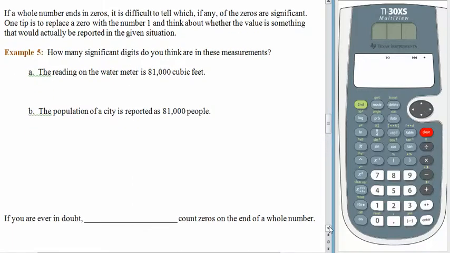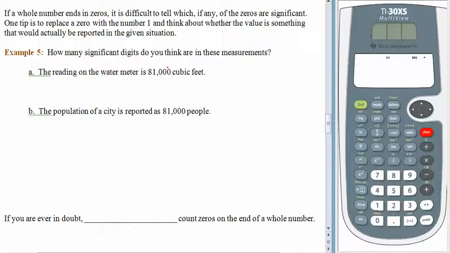It's sometimes kind of hard to tell which of the zeros are significant and which of the zeros are not. One thing that we can do is rely upon our knowledge of the situation. You can imagine if a 0 was replaced by a 1, is it a measurement that you would possibly obtain in the same situation? For example, if you went down and you looked at the reading on your water meter and you saw 81,000 cubic feet of water had been used, would it be sensible for you to look at the water meter in a little while and see 81,001 cubic feet?